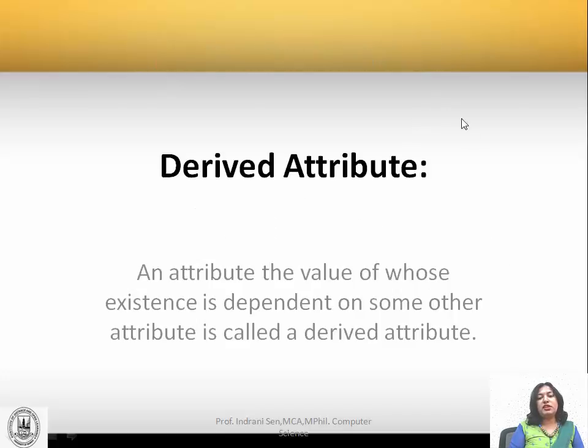Next, we talk about the derived attribute. An attribute whose value is dependent on some other attribute is called a derived attribute. A derived attribute is required to be shown on the entity relationship diagram, but while making the database, we need not make any field for the derived attribute, because it must essentially be calculated in the program. It should not be stored.